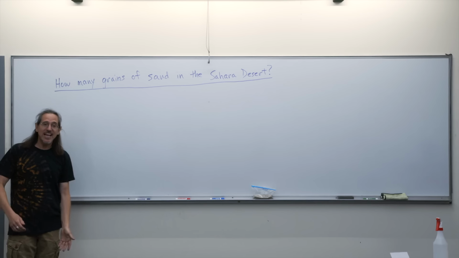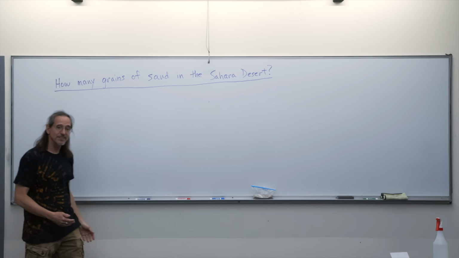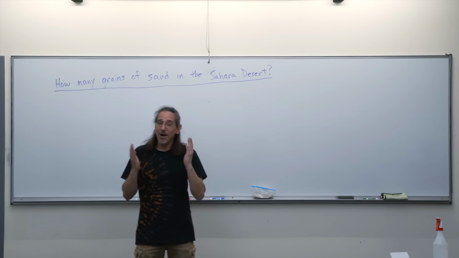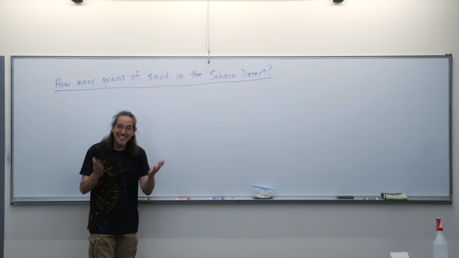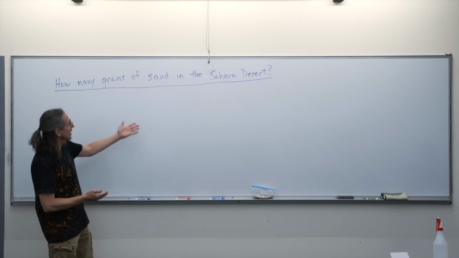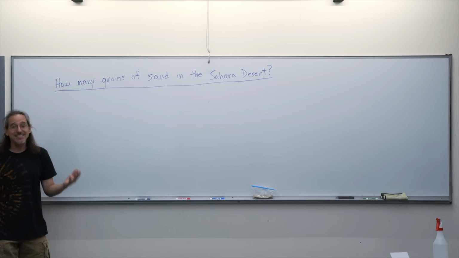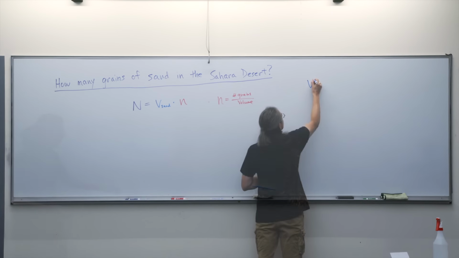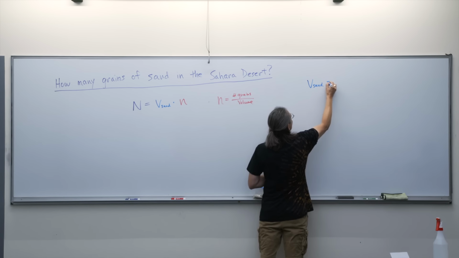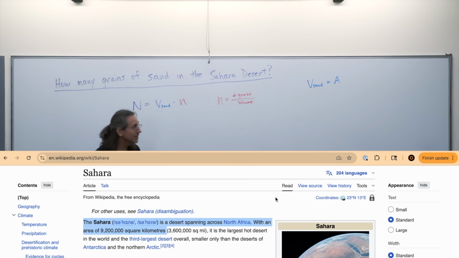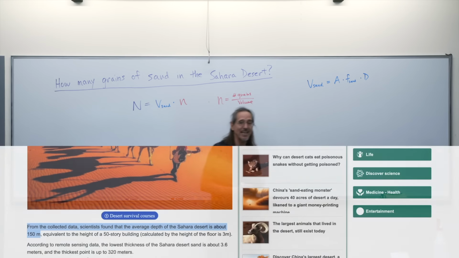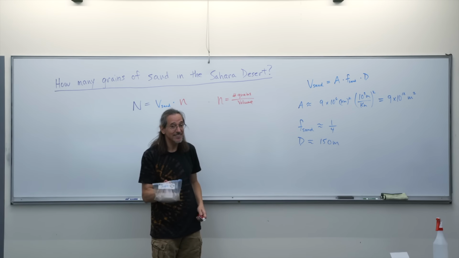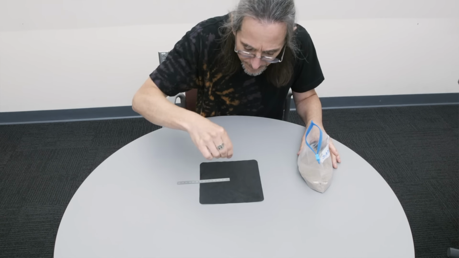How many grains of sand are there in the Sahara Desert? This might seem like an impossible question to answer, and indeed, it is impossible to get an exact answer. However, it turns out to be relatively simple to estimate an answer. We need to know the area of the Sahara Desert, we need to know how much of that area is covered with sand, and we need to know the average depth of sand in the Sahara. I happen to have some sand right here, and we can just do a quick measurement to figure out how big a grain of sand is.